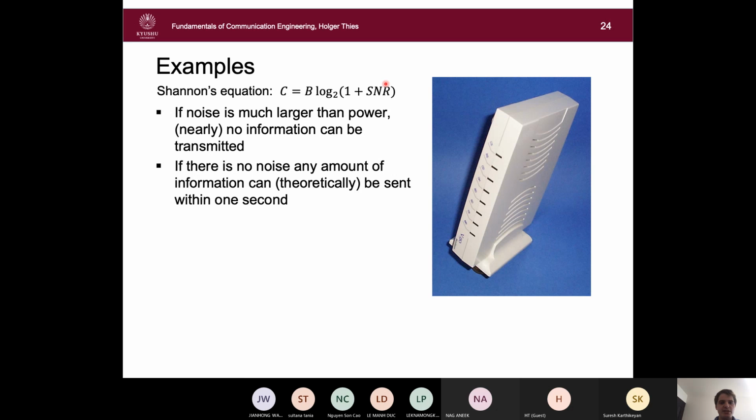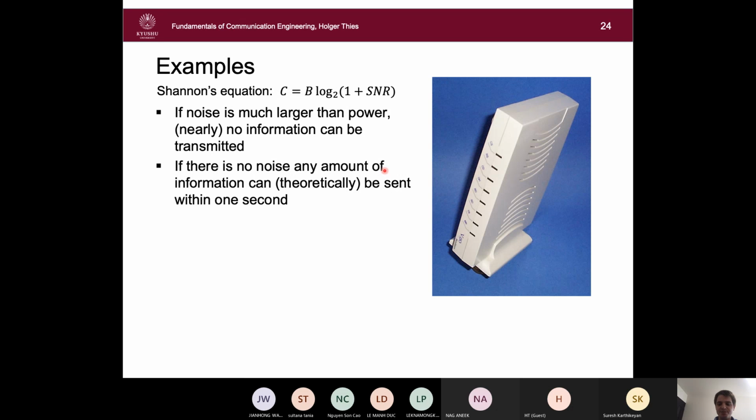And if there's no noise at all, so if the signal to noise ratio is infinite, then theoretically any amount of information can be sent within 1 second. This makes sense, because if there's no noise, that means we can measure the power of the signal we receive at the end perfectly. There will be no change in the signal strength. So we can measure the power, and we will have any value.